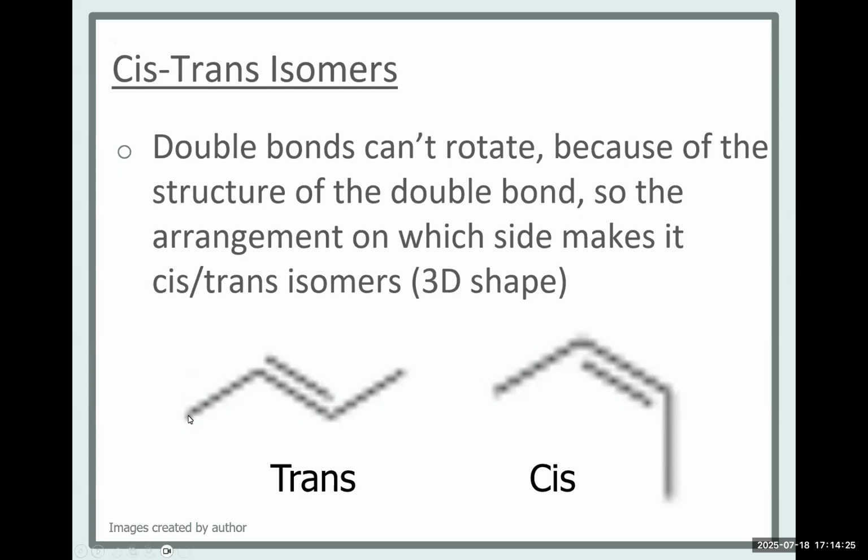Here we'd have the condensed formula CH3, CH, CH, CH3. We'd have the same thing over here, CH3, CH, CH, CH3. So you have different 3D shapes, even though you have the same condensed formula. These are called stereoisomers, but more often at this stage, we just call them cis-trans isomers.